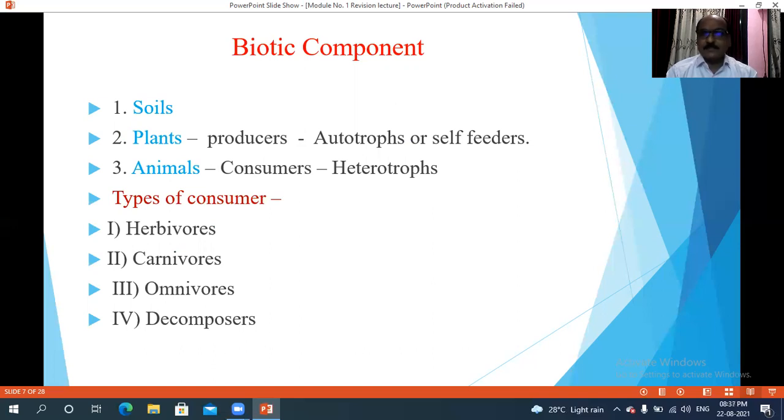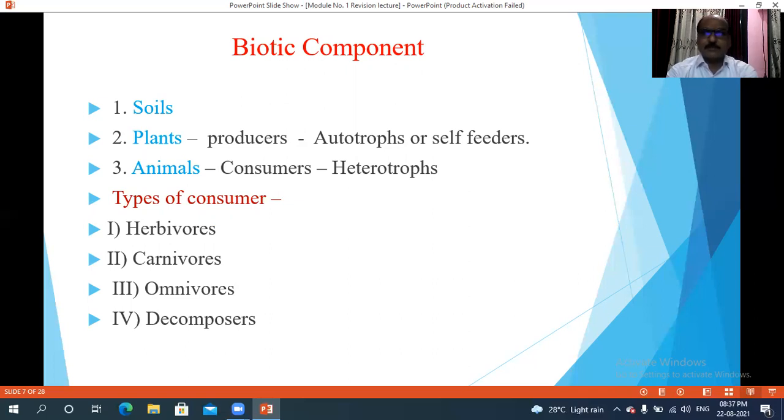Then plants, the most important factor in the environment. They are called producers. They produce food for themselves as well as for other living organisms. That's why green plants are called autotrophs and self feeders. Then third, animals. Dear students, except green plants, all other living organisms depend upon green plants for food. That's why they are called consumers. Consumers are the animals which depend upon other living organisms for their food, and there is a variety of consumers in the environment. That's why they are called heterotrophs.